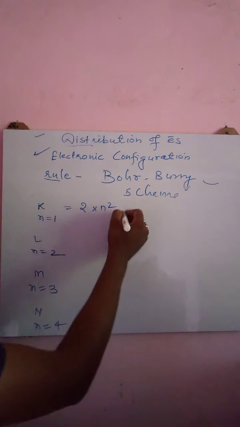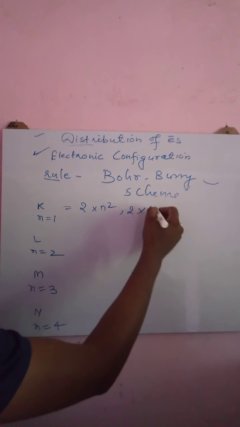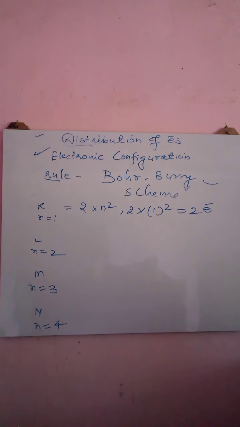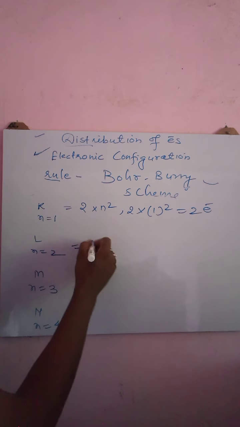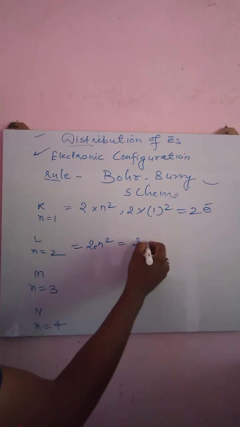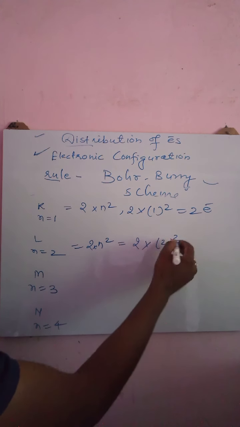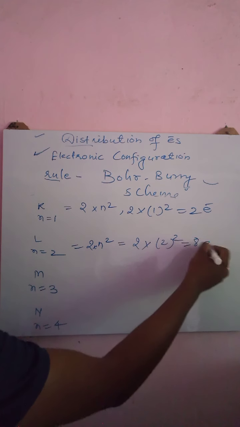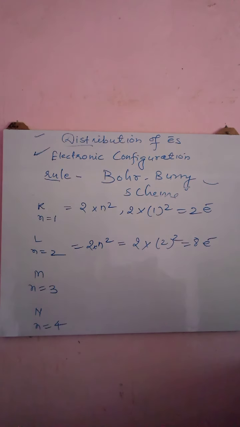Now put the value of n into the formula 2n square. So 2 into 1 square. It means the K shell can have maximum 2 electrons. Now come to the L shell. It can have 2n square electrons. The value of small n for the L shell is 2. So 2 into 2 square, 2 into 4, is equal to 8 electrons. L shell can have maximum how many electrons? It may have maximum 8 electrons.